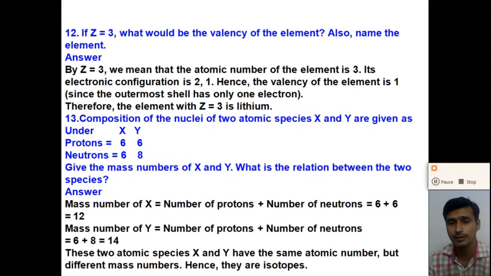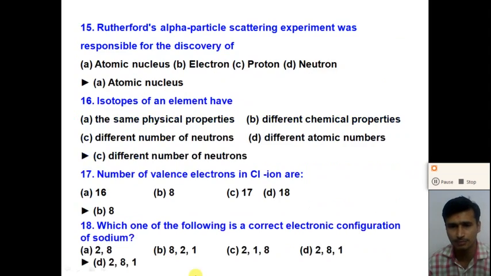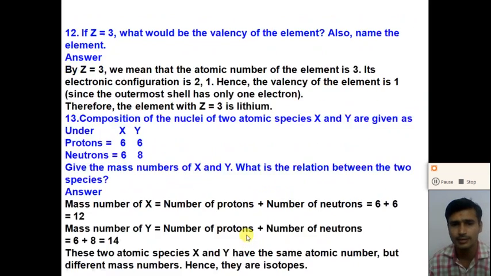So they are isotopes of each other and the element is carbon. Carbon-12 and carbon-14 are the two isotopes of carbon. Here element X and element Y have the same atomic number but different mass numbers, so they are isotopes of carbon, C-12 and C-14, right? Understand?